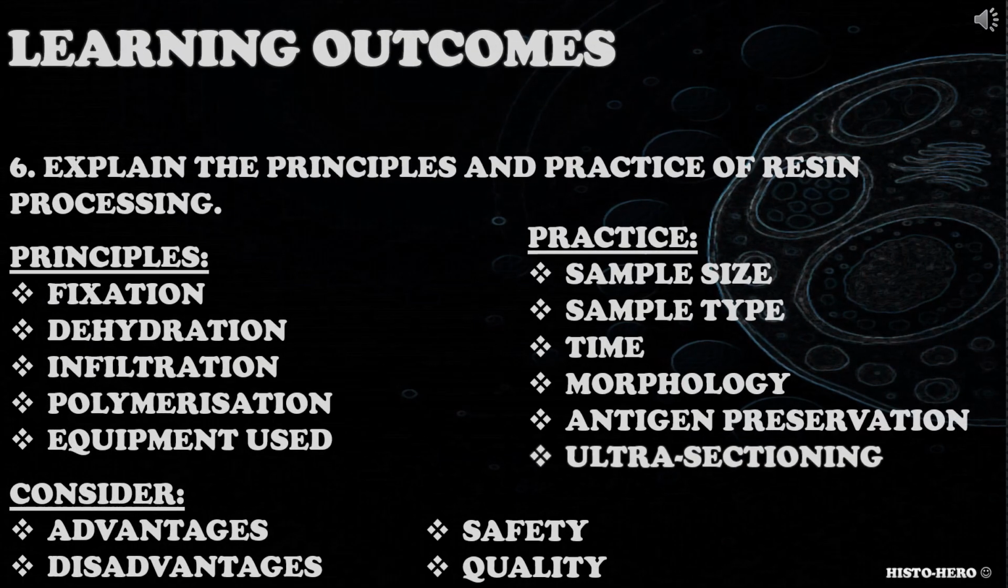The sixth learning outcome is for the candidate to explain the principles and practice of resin processing. What are the principles and practice of resin processing? What steps are involved during resin processing? What reagents are used during resin processing? Which samples can be resin processed and why? Consider principles like steps and reagents used during resin processing, the practice like superior morphology, antigen preservation, ultra-thin sectioning and so on. Also consider the advantages, disadvantages, safety considerations, and quality of resin processing.